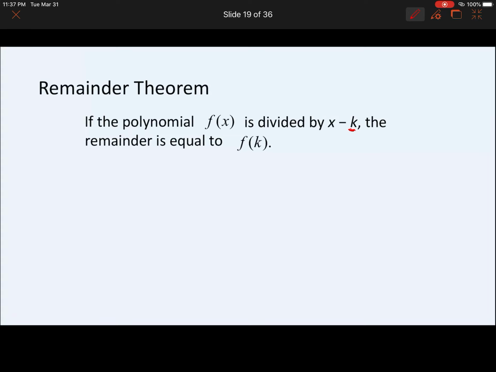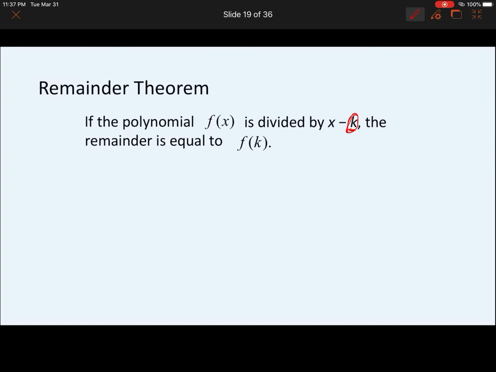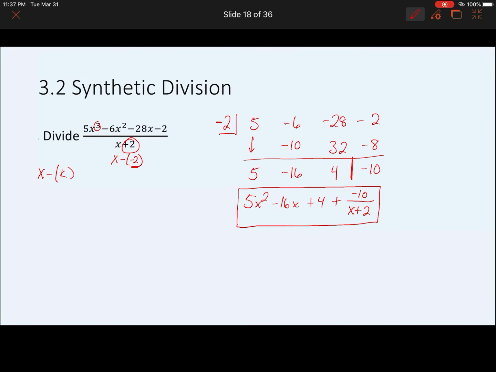And so one of the things that we can do is use what we call the remainder theorem. What it says is that if you have a polynomial, we'll call it f of x, and it's divided by x minus k, then the remainder is equal to f of k. So think about that. If you're dividing by whatever this number is, this k, your remainder is going to be the value you would get if you put k in for x in that function.